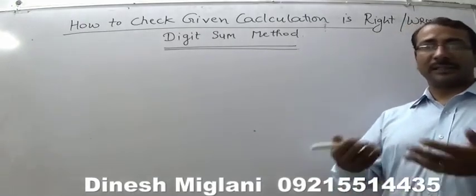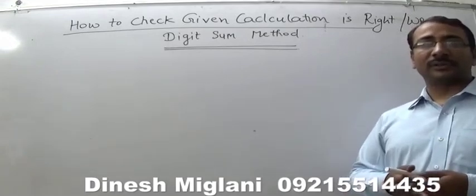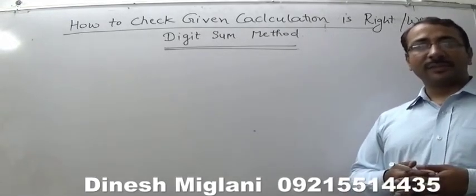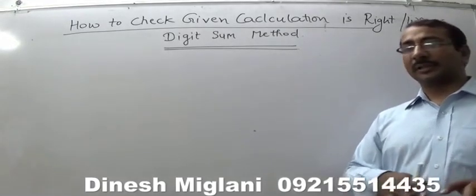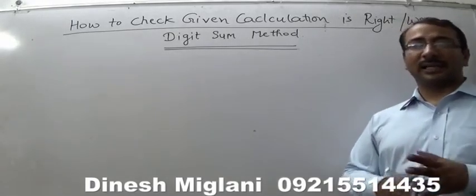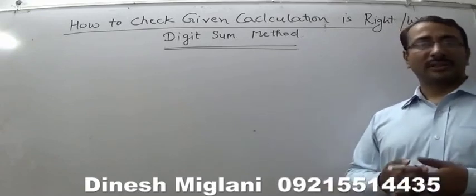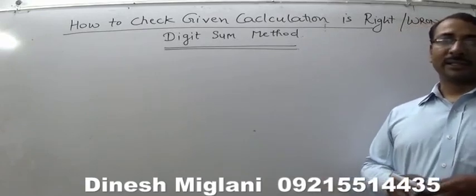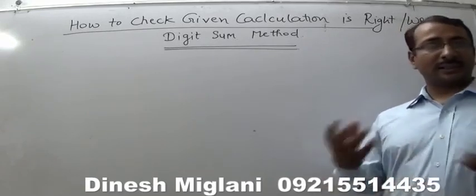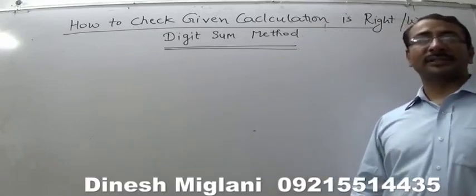Although you may check 100%, sometimes while calculating you may make a mistake in which you get the same digit sum in the wrong answer as in the right answer. In that there may be a chance of error, but in almost all questions you may find it very easily. Before going into this concept, first of all there is a need to understand the concept of digit sum.